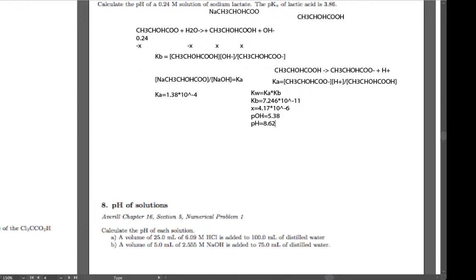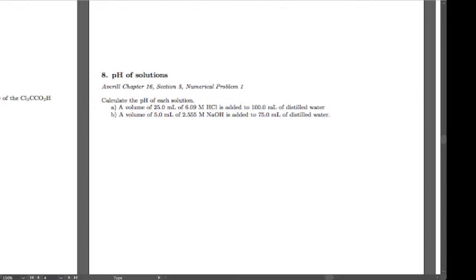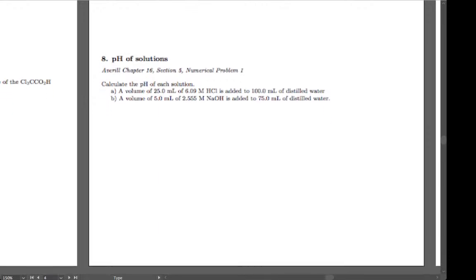Very good. Number 8 now. Calculate the pH of each solution. Let me go ahead and look at that. Yep, there we go. So we want to calculate the amount of those.